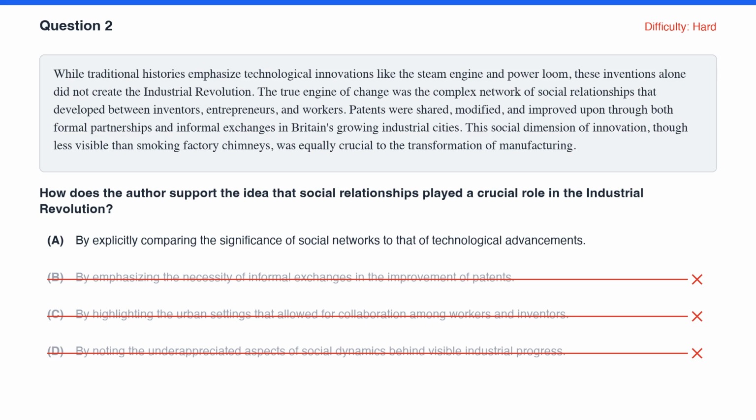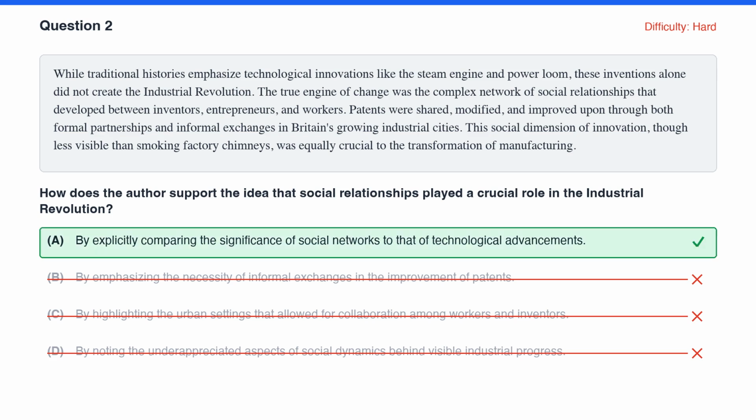important. Choice A is correct because the passage directly weighs social relationships against technological innovations, stating that inventions alone did not create the revolution, and concluding that the social dimension was equally crucial to the transformation. That side-by-side weighting is the central support strategy.